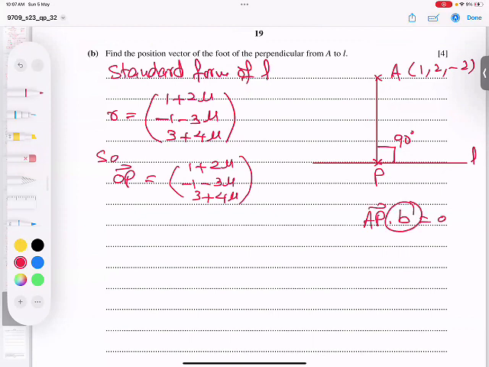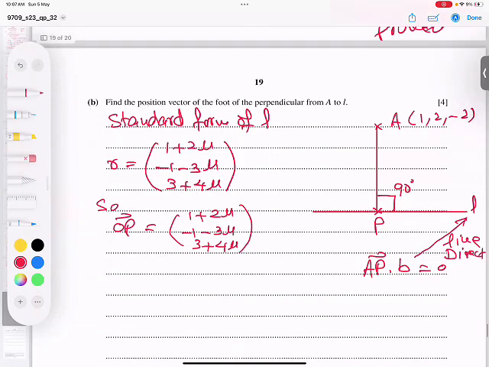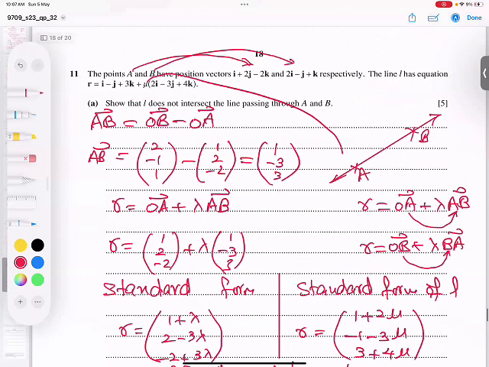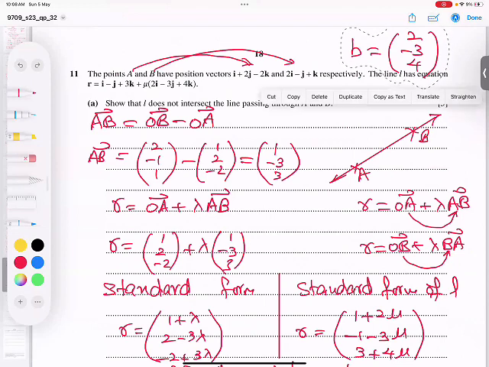What does B stand for? Line direction. Now the question is, what is the line direction? After mu, whatever is there, this is called a point, and this is called direction. So what is the direction from here? The coefficient of mu. So B is equal to what, students? B is 2, minus 3, and 4. I have taken it from here. This is called the direction of a line.